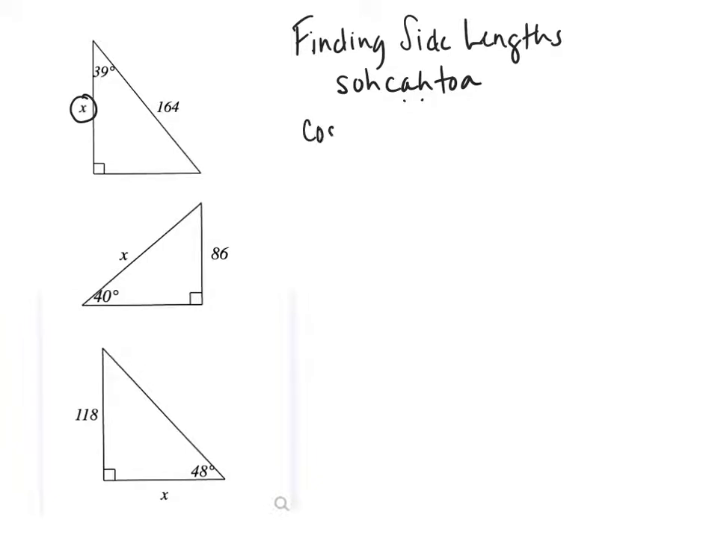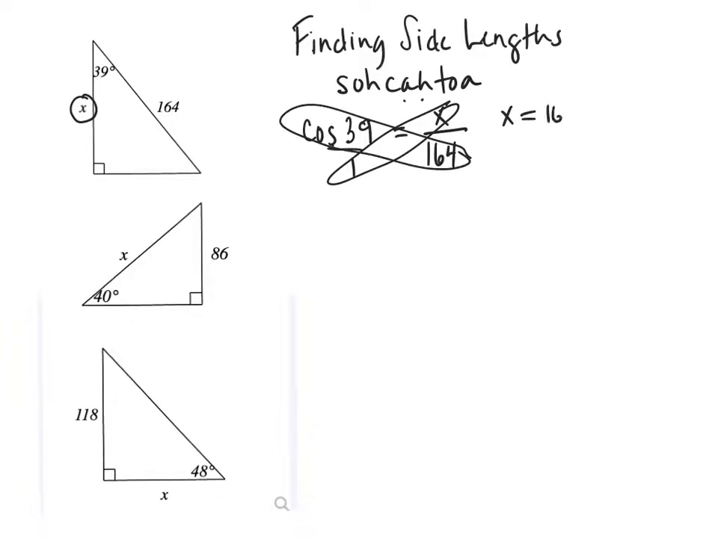So I say the cosine of my angle, 39 degrees, is equal to the adjacent x over the hypotenuse, 164. So that cosine of 39 is a decimal. I'm going to put it over 1, and I'm going to cross multiply. x times 1 is x. So x equals, and cross multiply, 164 cosine of 39 degrees.